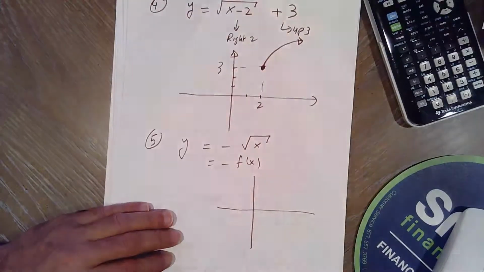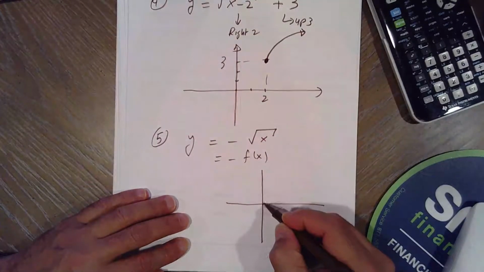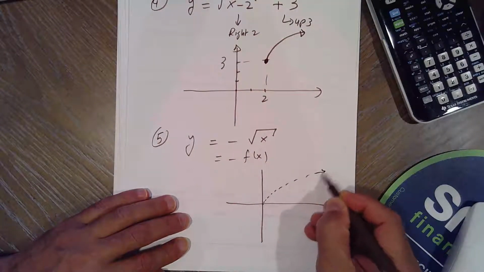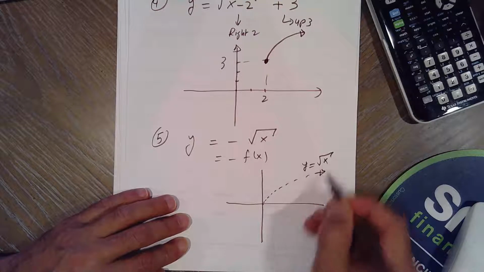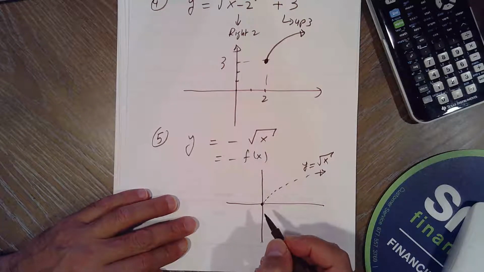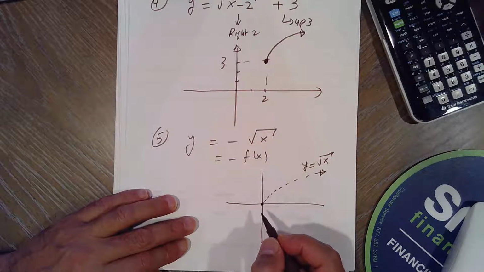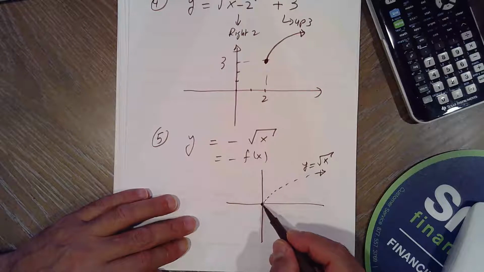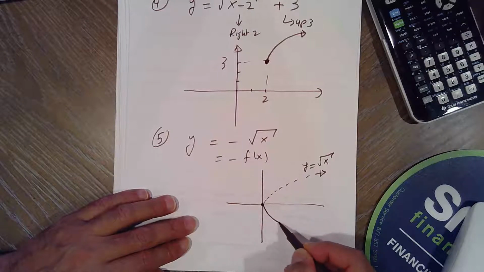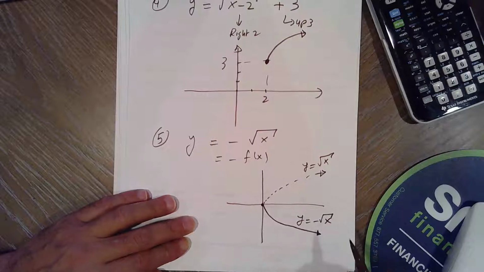Zoom out. Okay, so I'm going to do the basic graph, dotted, so we know what we're reflecting. So we're going to take the basic graph and reflect it along the... so it's a minus f of x, so it's going to be reflected about the x-axis. So this is the x-axis, so it's going to go like this. This would be y equals negative root x.